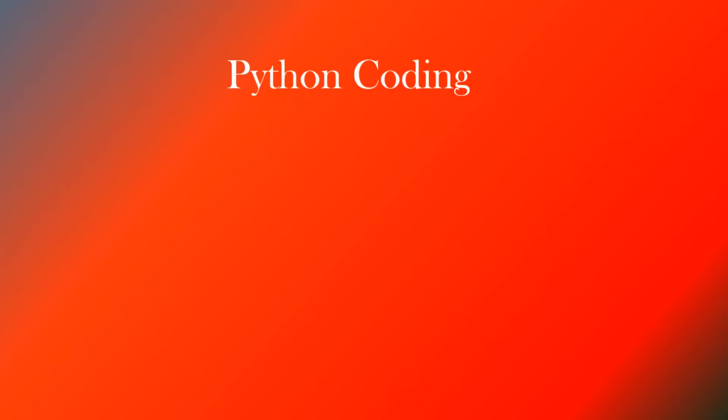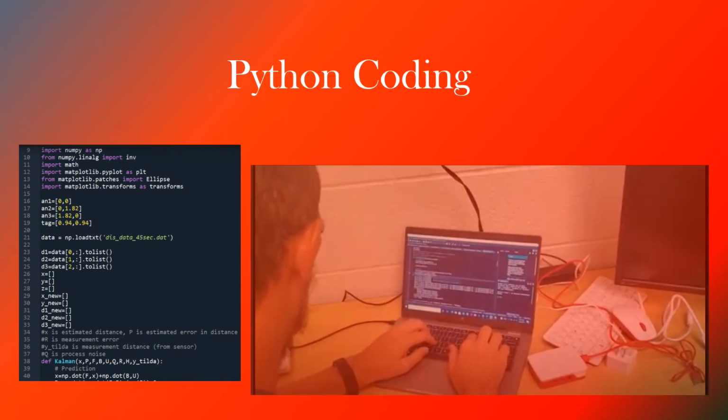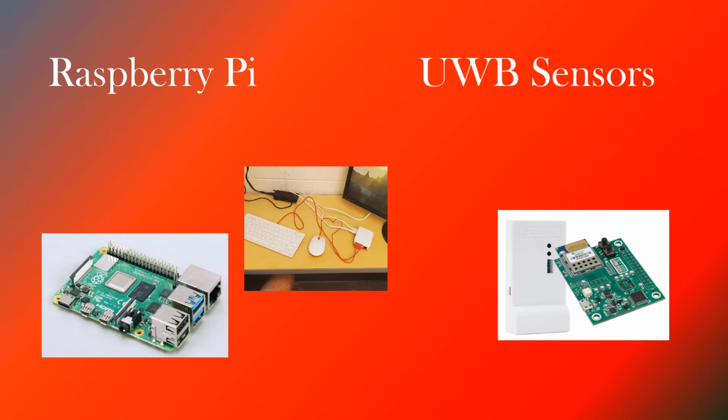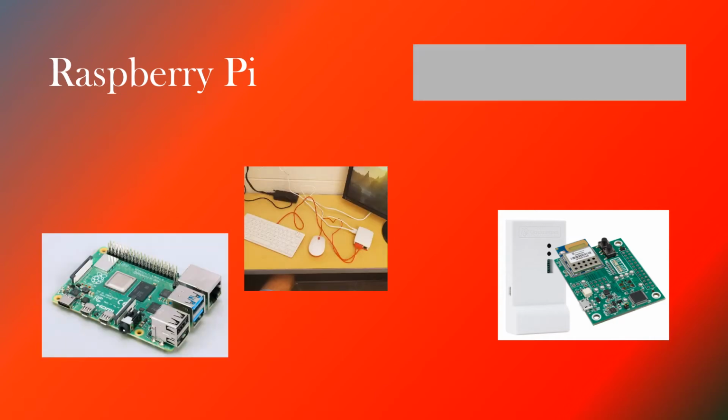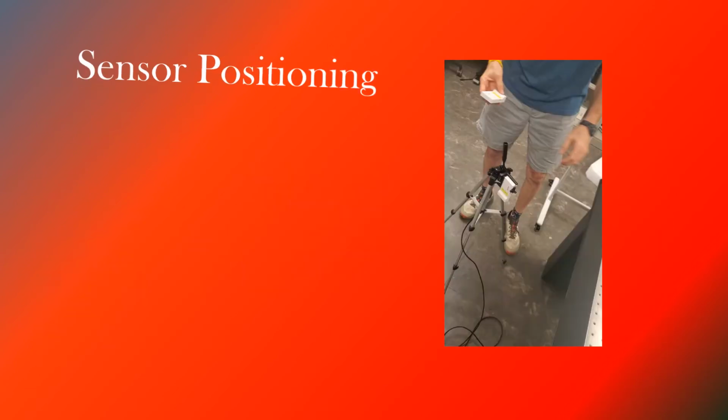Our research training started with Python coding, which is a programming language to program information into microprocessors for use. After we coded Python, we then programmed a piece called Raspberry Pi, which is a CPU. The Raspberry Pi was then used in conjunction with UWB sensors, which would measure the distance of the robot.